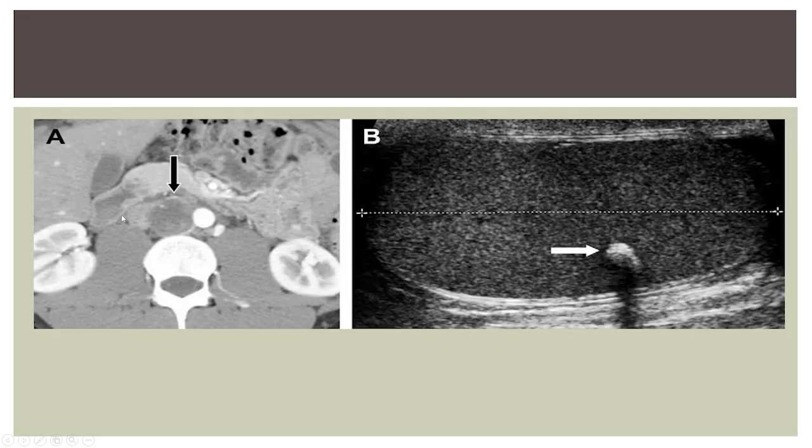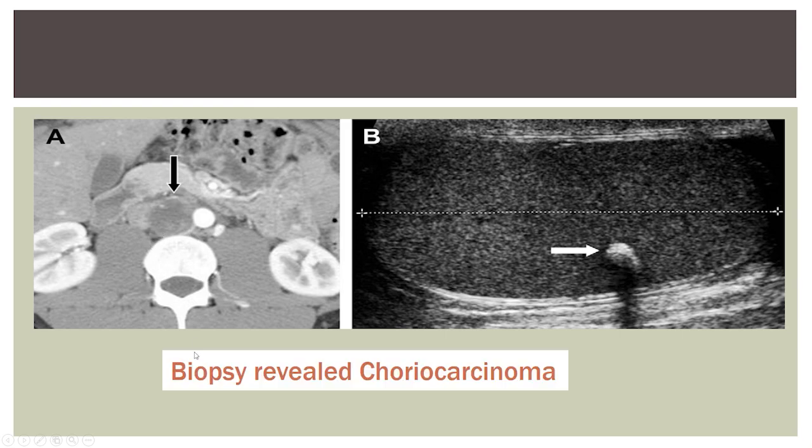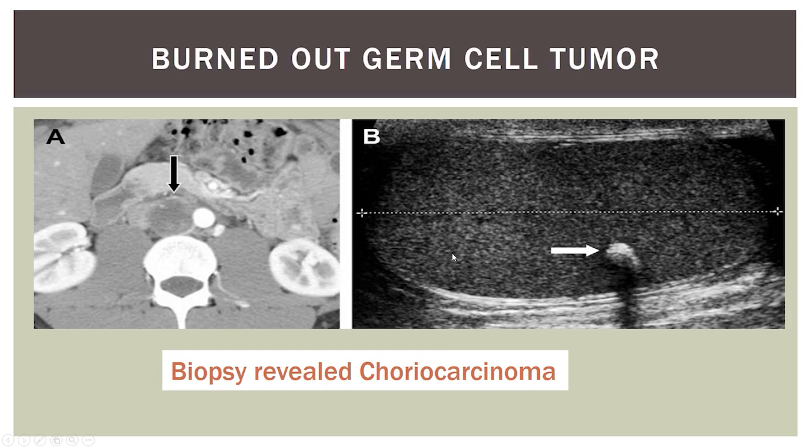This is a case of retroperitoneal tumor that was biopsied, and biopsy revealed choriocarcinoma. We performed a scrotal ultrasound that revealed only a focal calcification without any mass. This is typical of burned out germ cell tumor. That means patient had a choriocarcinoma in the testis that metastasized to retroperitoneum, and then the primary tumor burned out and only a focus of calcification is remaining in the testis.